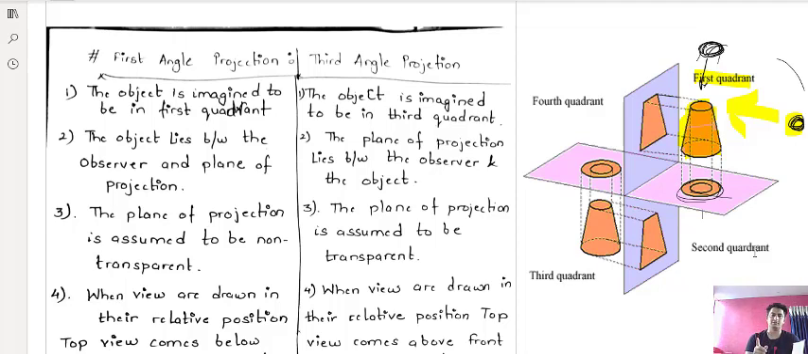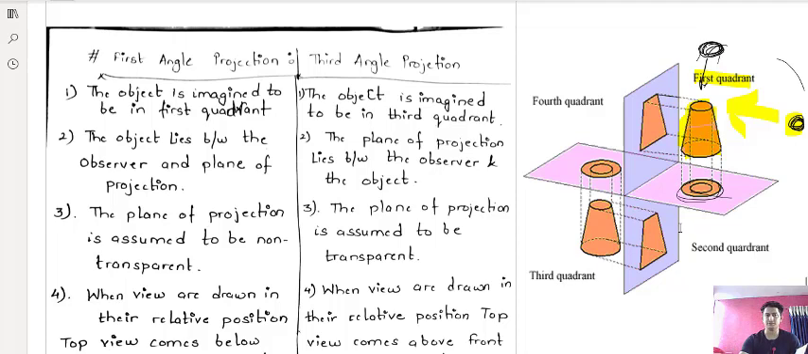I hope you guys have understood that the front view is on the top, the top view on the bottom, the left hand view on the right, and the right hand view on the left. So this is the case of first angle projection.